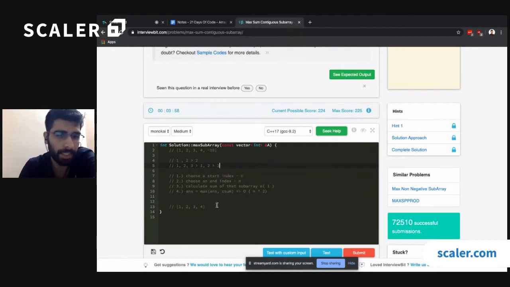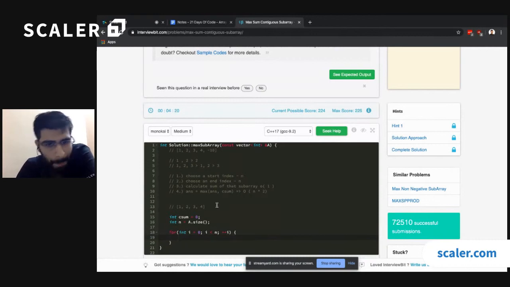So what I can do is maintain a prefix sum answer. Suppose my current sum is 0. Let me calculate the size of the array in a variable n. When I iterate over the array, for int i equals 0, i less than n, plus plus i, what can happen? If my current sum from the left is positive, it is going to add some positive value to the answer, so including it will give a larger sum. But if that current sum is negative, I should not include it. So I can change current sum equals max of 0 or current sum.